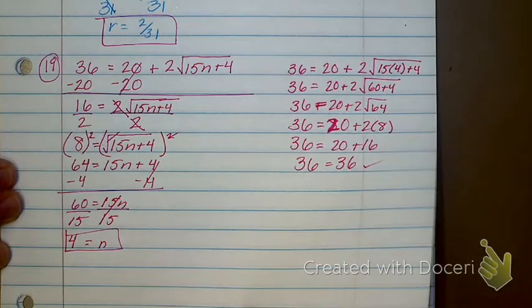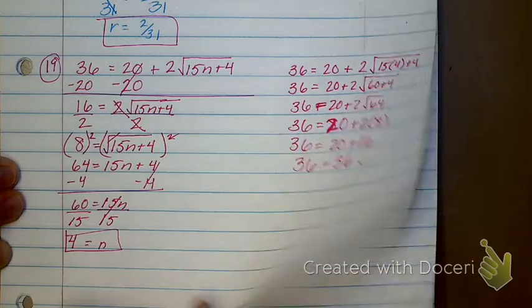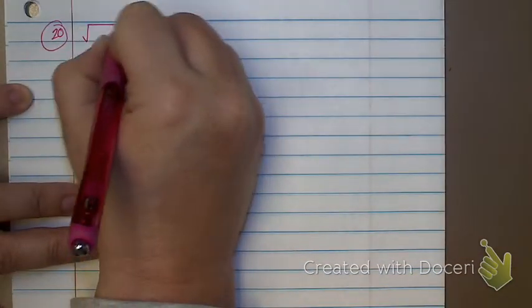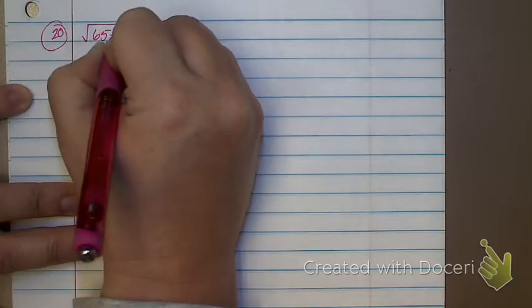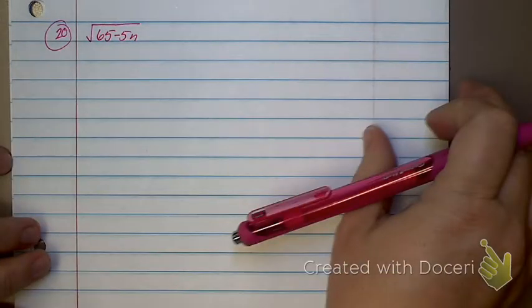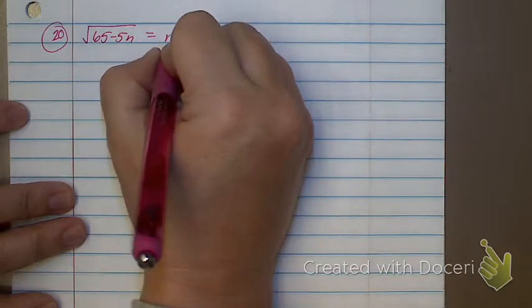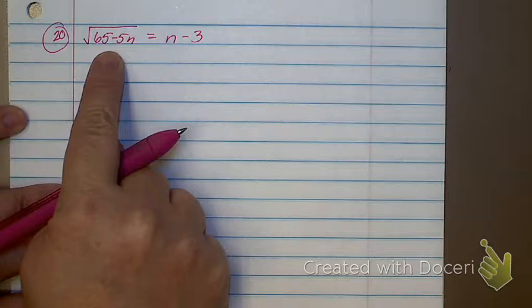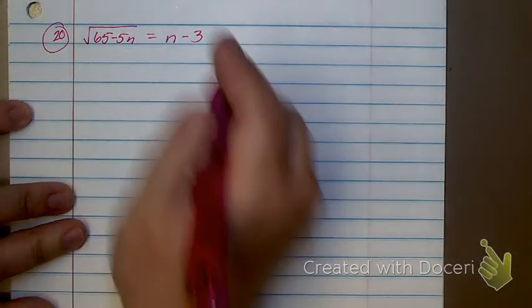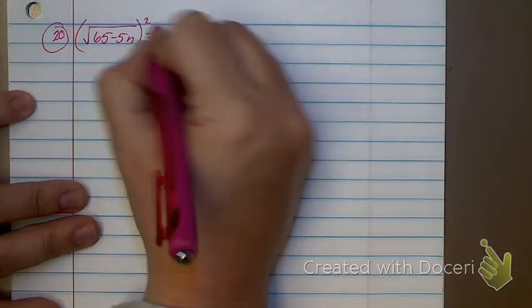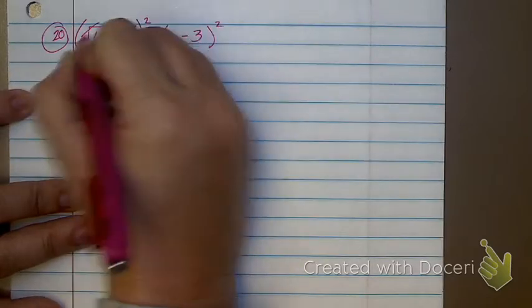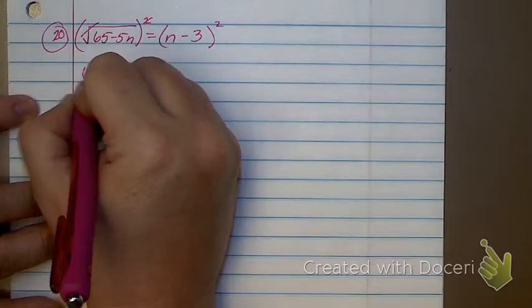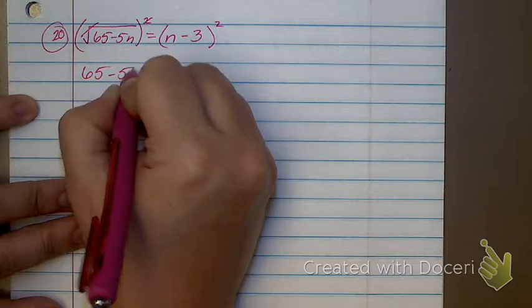Okay. So there's 18 and 19. Moving right along, number 20 says the square root of 65 minus 5n equals n minus 3. Is my radical by itself? Yes, the only thing on this side is what is in the radical. So I'm ready to square both sides. So I'm going to square there and square there. This side's easy. The radical cancels. I have 65 minus 5n equals.